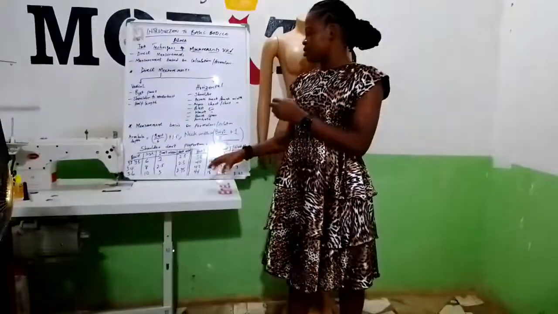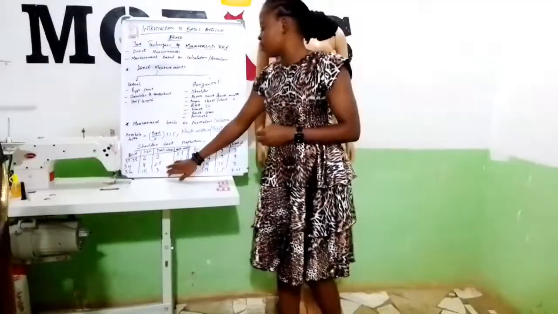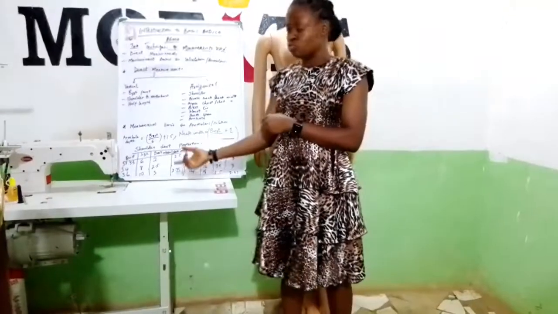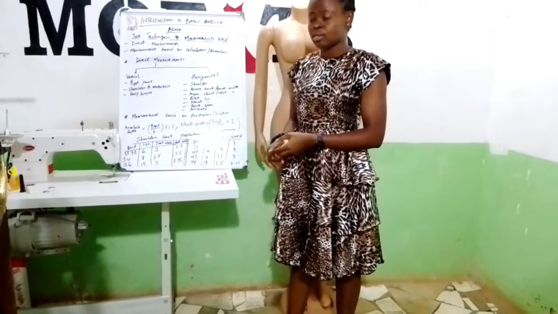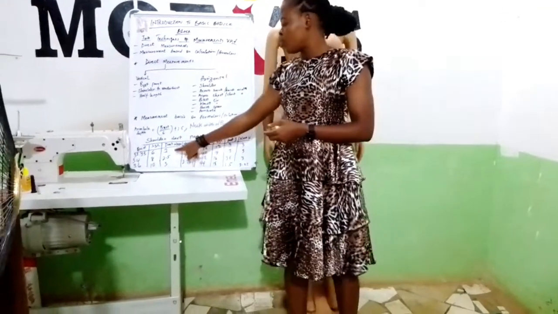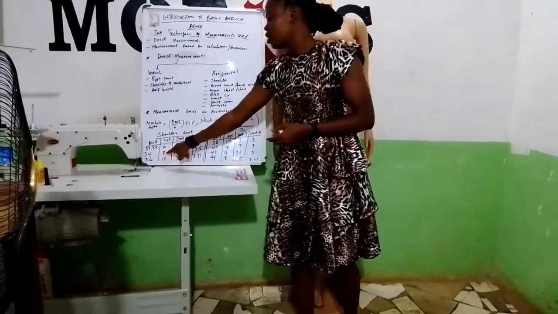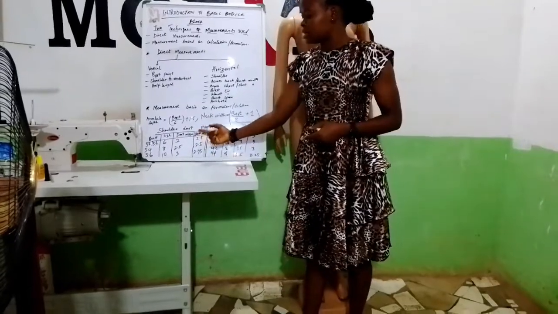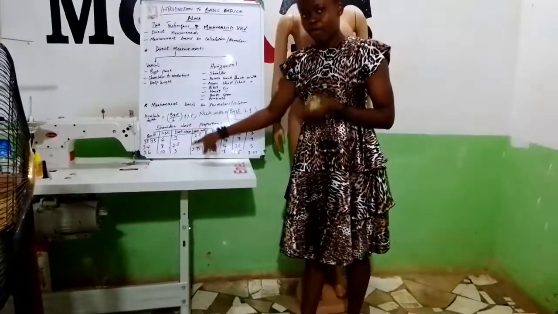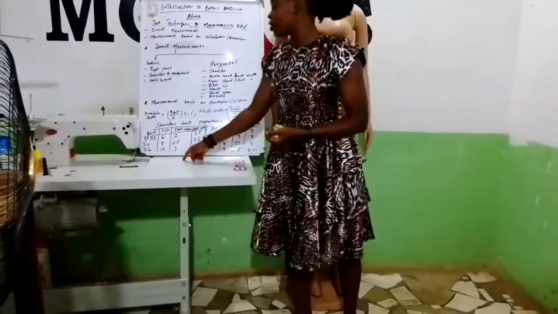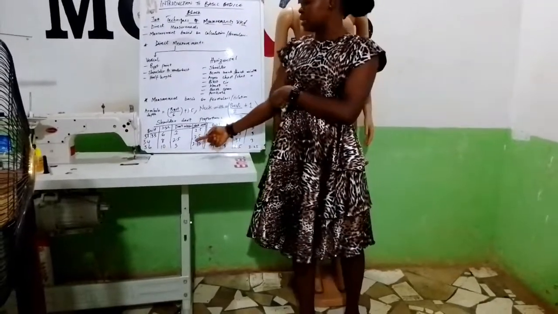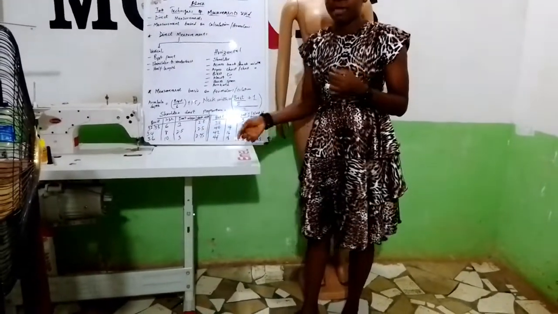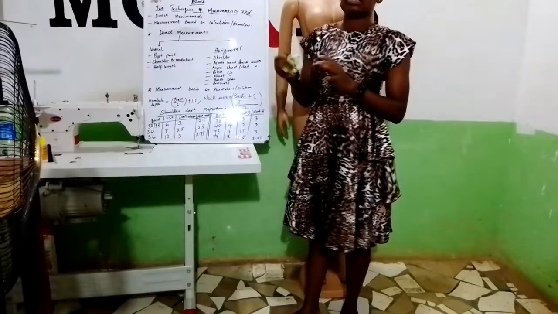The essence is for you to know the actual value that you use to take the dart. If you are drafting a pattern for size 8, you should know that the dart intake should be 2.5. If you are working for size 10, you should know that the dart intake should be 3. So that is how it is gotten.